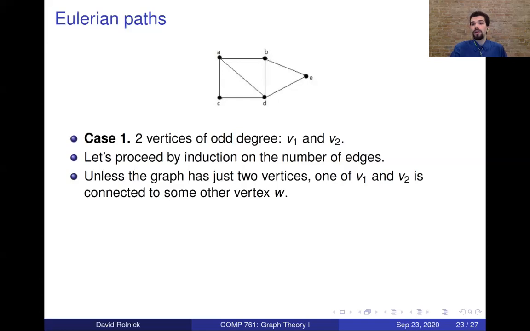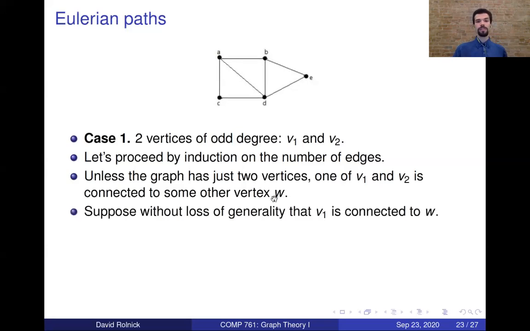Unless the graph has just 2 vertices, one of v1 and v2 has to be connected to some other vertex w. Unless these are literally the only 2 vertices in the graph, there's some other vertex out there, and since the graph is connected, it has to be connected to either v1 or v2. Suppose without loss of generality that v1 is connected to w. So w, since it's not v1 or v2, we know it has to have even degree.